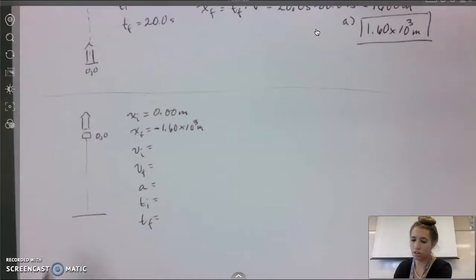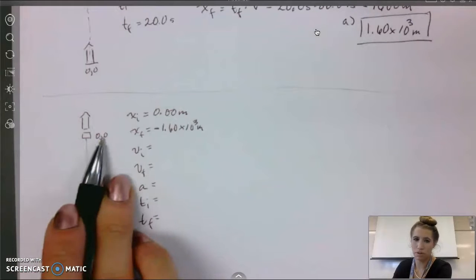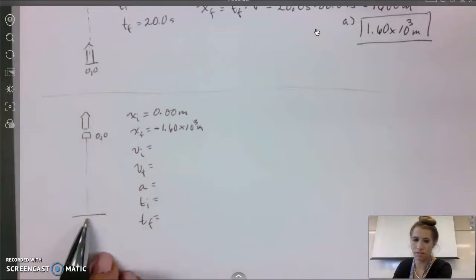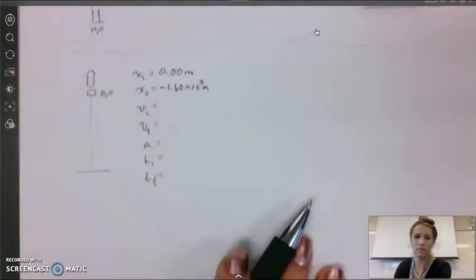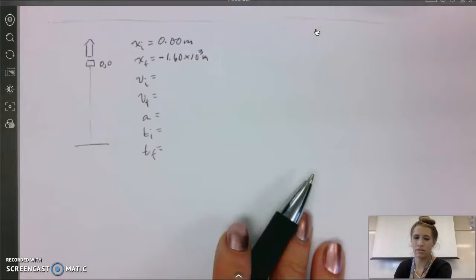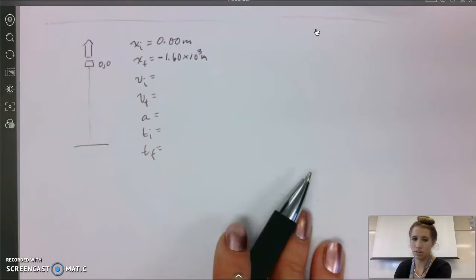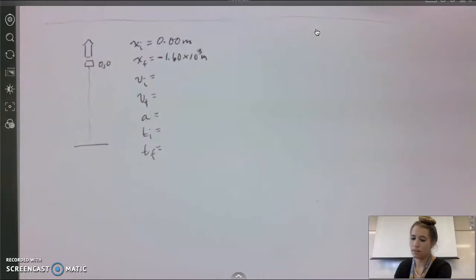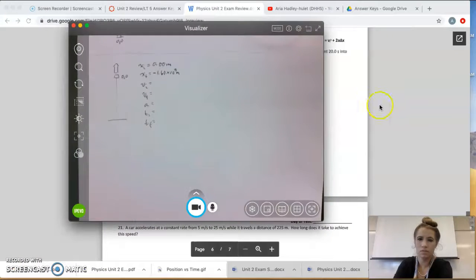And that's because I chose that to be my origin. So I'm negative this distance to the ground for my x final. Velocity initial, well, let's read through that one more time to see what's going on there.